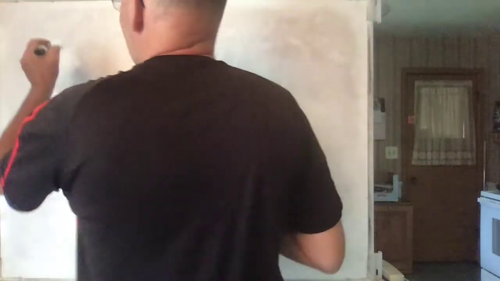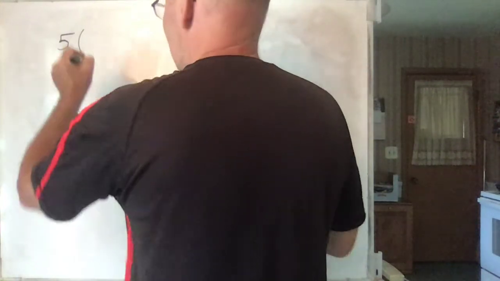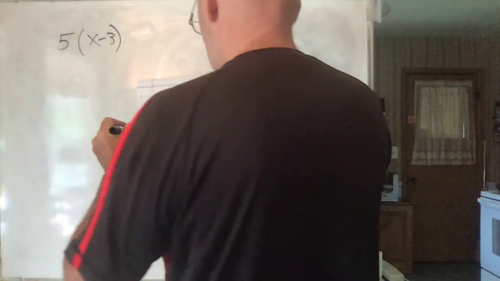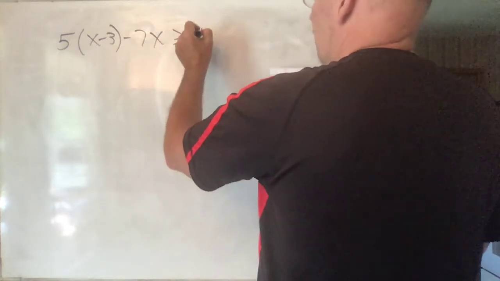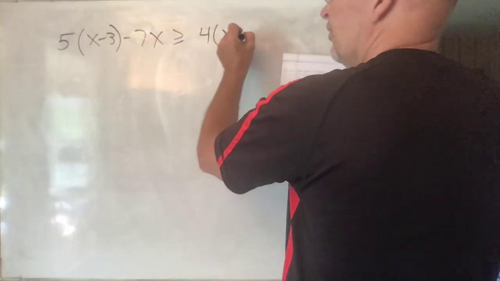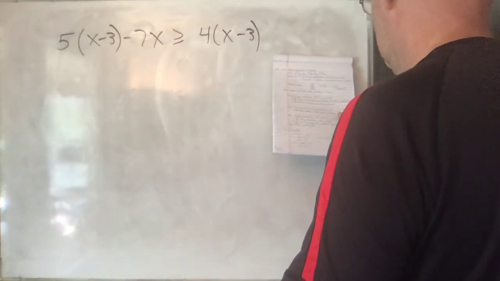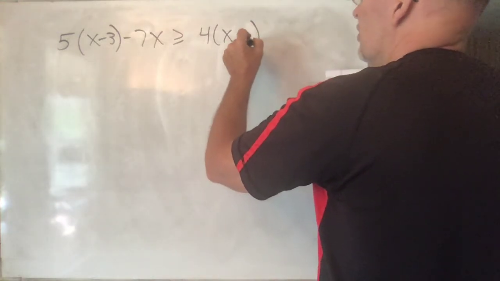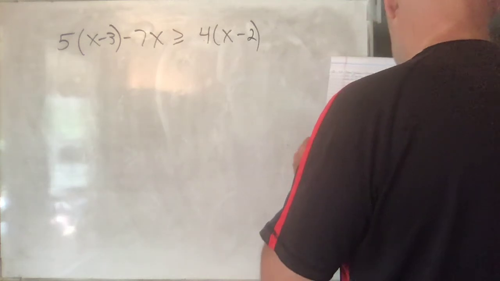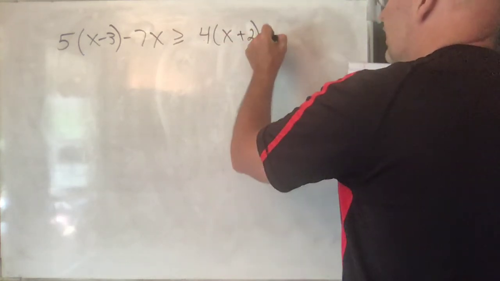Okay, very good. Let's try one more. I think this is one from the book, if I'm not mistaken. Just to show you what you can do. Let's go 5 times the quantity x minus 3 minus 7x is greater than or equal to 4 times the quantity x minus 3. What? X minus 3 again? I don't know why I have x minus 3 both of those places. Let's make it x minus 2 this time. Let's make it x plus 2 this time. Plus 9.